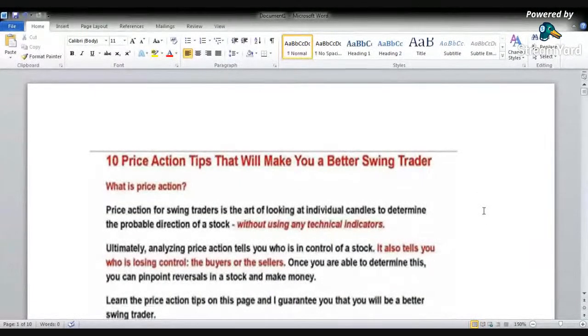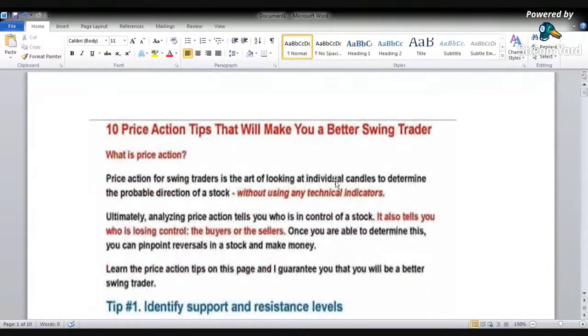So ito yung 10 price action tips that will make you a better swing trader. So by the way, what is price action? Price action for swing traders is the art of looking at individual candles to determine the probable direction of a stock. So yung candle na daily candles, yun po ang titingnan natin, no? Looking for the individual candles to determine the probable direction of a stock without using any technical indicators.